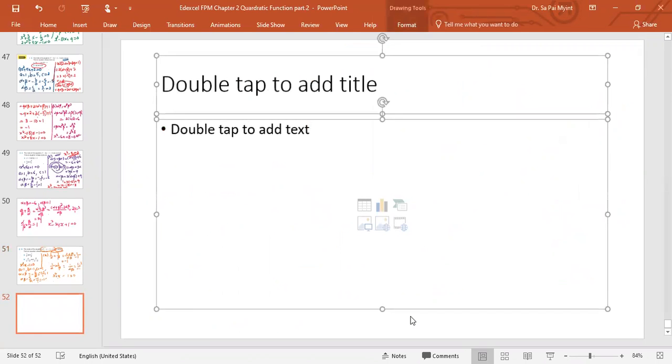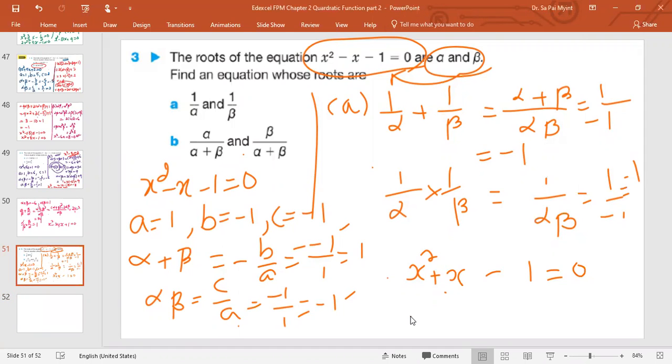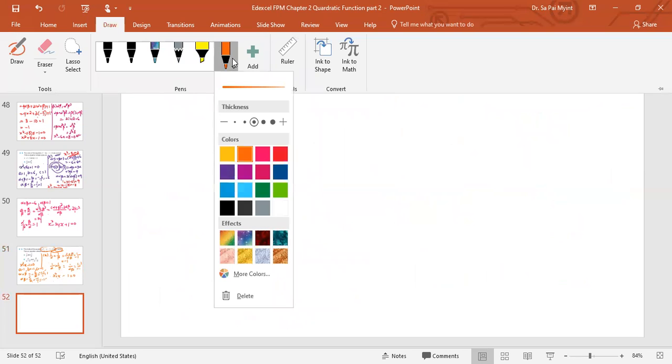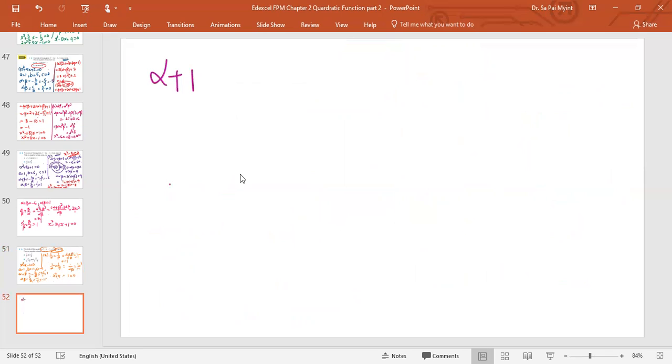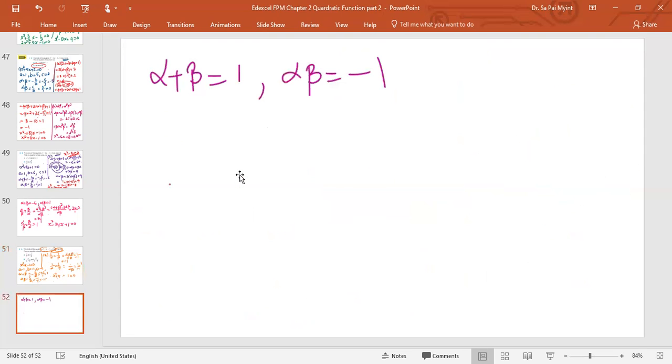How do you find that? What is the equation? We have to remember alpha plus beta is 1. Alpha beta is minus 1. We need to remember. Alpha beta is minus 1. Okay. And then what do we need to find? Alpha by alpha plus beta, beta by alpha plus beta.